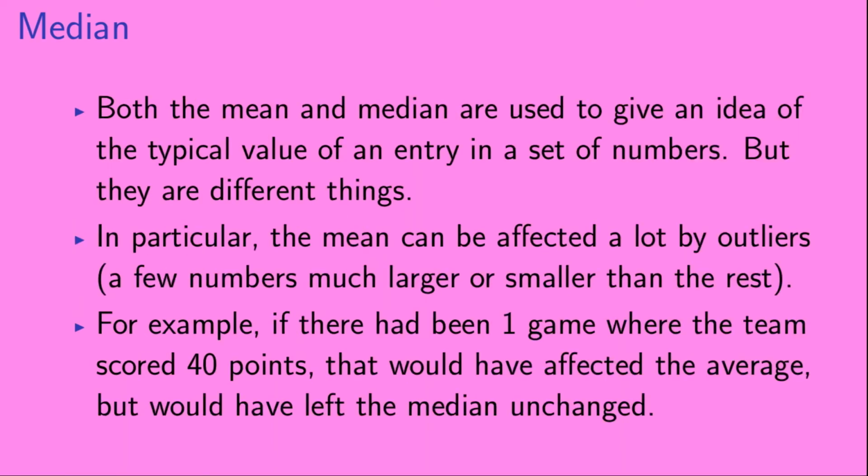So both the mean and the median are used to give an idea of the typical value of an entry in a set of numbers, but they are different things. In particular, the mean can be affected a lot by outliers, a few numbers much larger or smaller than the rest. For example, if there had been one game where the team scored 40 points, that would have affected the average, but would have left the median unchanged.